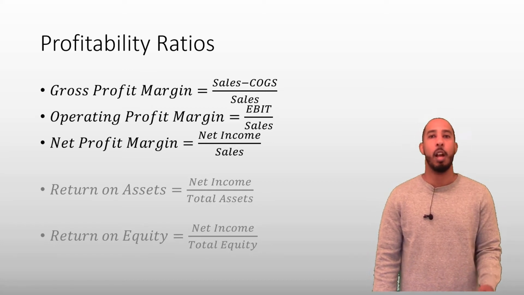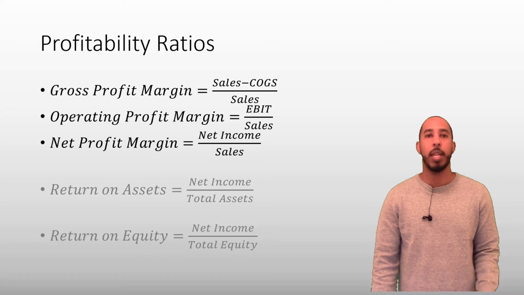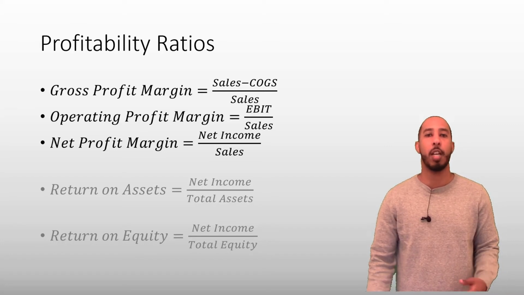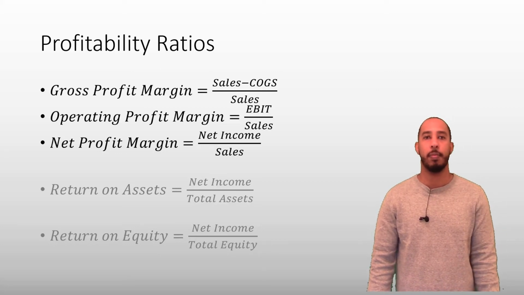For each of these, a larger number would be desirable. That would indicate that we're becoming more efficient. We would be doing a better job keeping our costs in control and generating more profits from our sales.